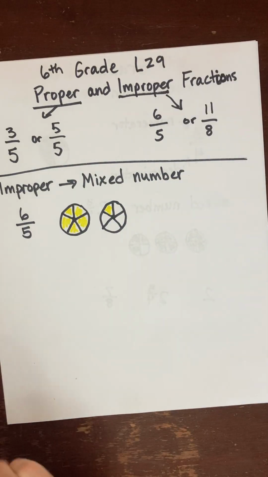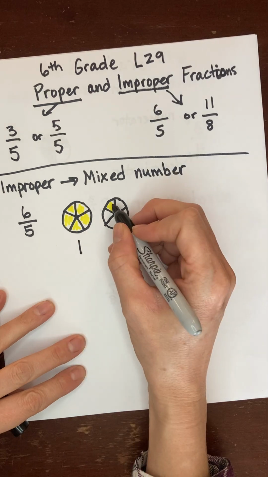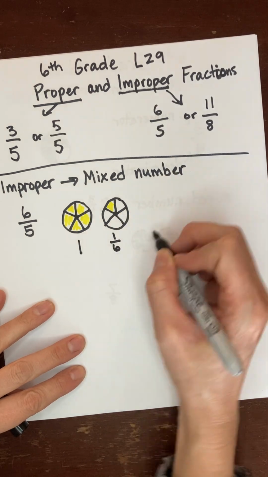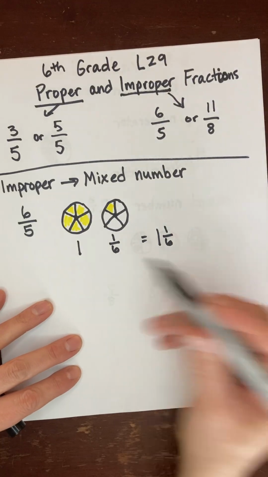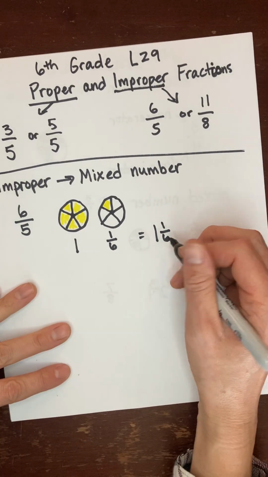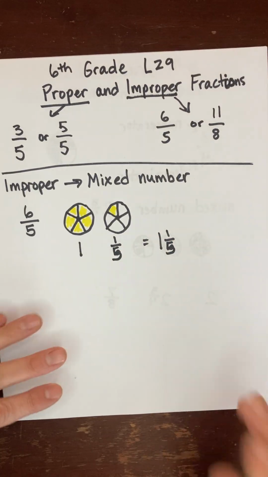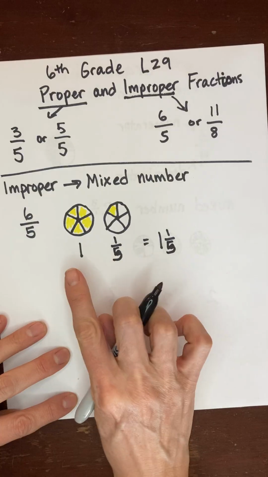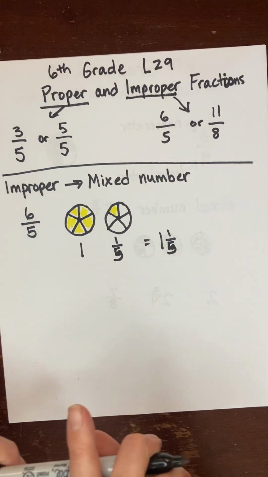So we can see from this picture that 6/5 is equivalent to 1 and 1 over 6. So we'd write it like this, 1 and 1 over 6. That is equivalent to 6/5. Oh, 1 over 5. I just made a mistake. So sorry. 1 and 1/5, and that is equivalent to 6/5.